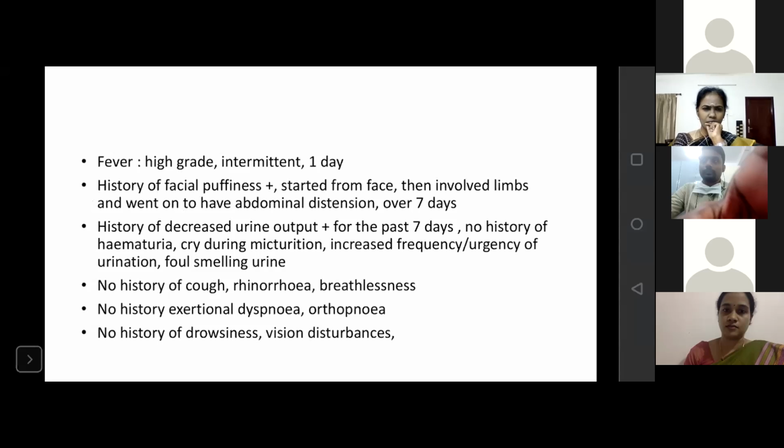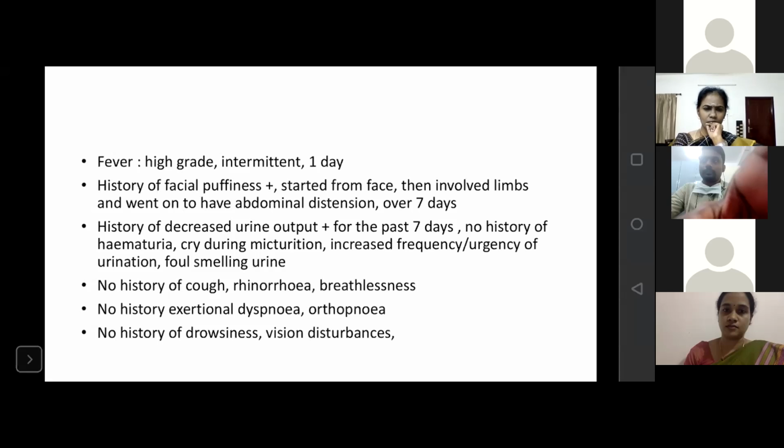This abdominal pain and distension was associated with a high-grade fever, which was intermittent in nature, relieved by giving antipyretics, and would recur after 4 to 5 hours. It was present for the past 1 day. There was a history of facial puffiness, which started 7 days back from the face, then went on to involve both upper and lower limbs and present as abdominal distension.